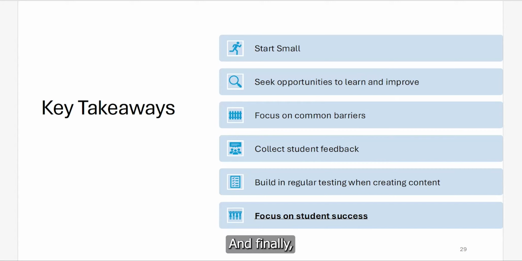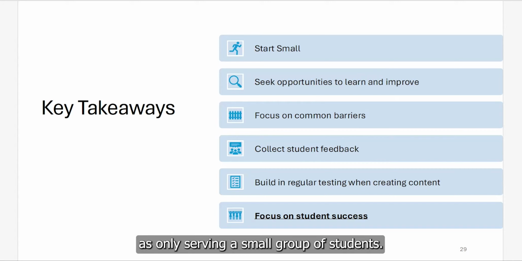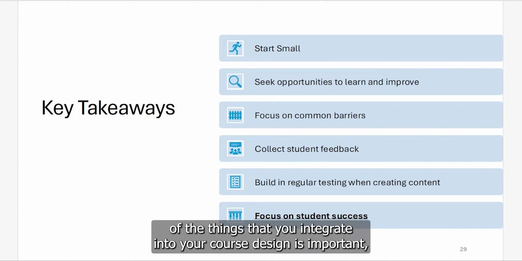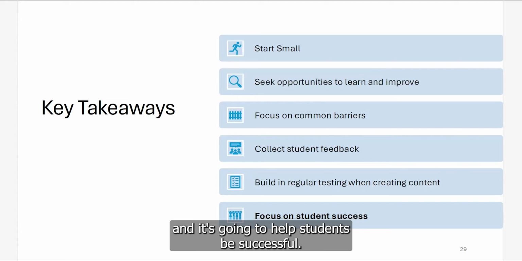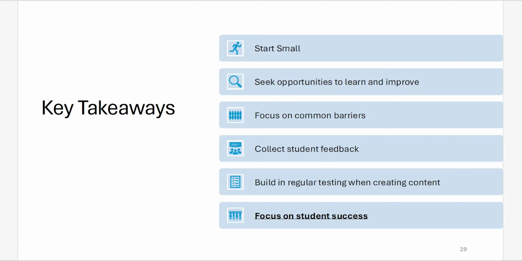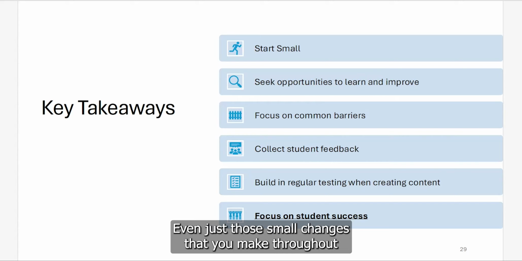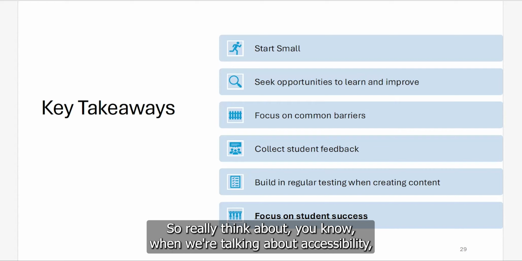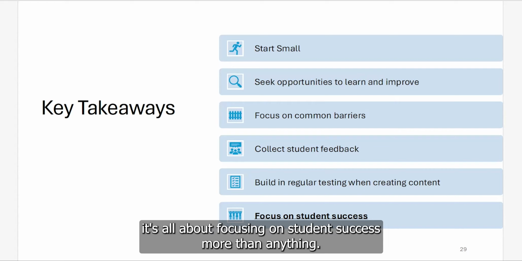And finally, again, don't view accessibility as only serving a small group of students. The implementation of the things that you integrate into your course design is important, and it's going to help students be successful. Even just those small changes that you make throughout your content can go a long way and can make a difference for everyone. So really think about, when we're talking about accessibility, it's all about focusing on student success more than anything.